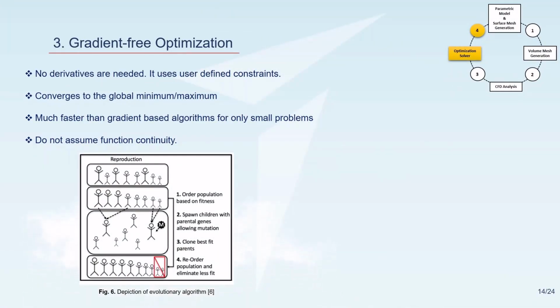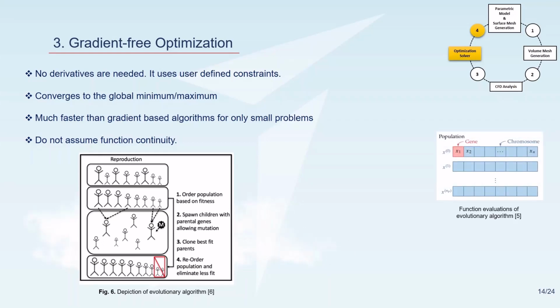In the optimization process, we are using gradient-free optimization algorithms. Each population created by the genetic algorithm represents a chromosome, and each chromosome comprises genes, and each gene represents a design variable. The genetic algorithm performs basically 4 actions to create a population.